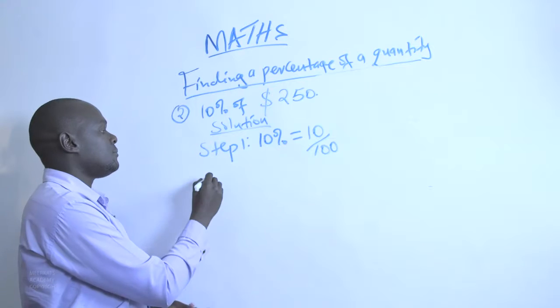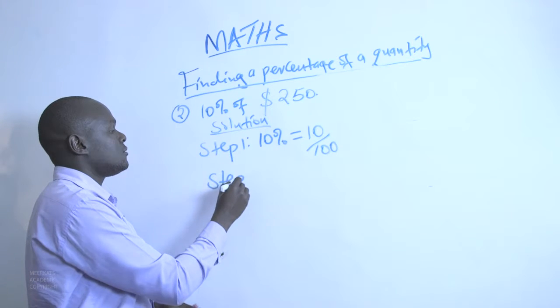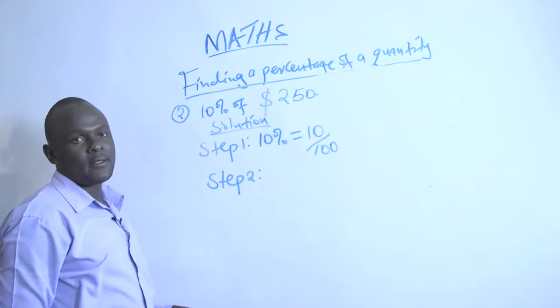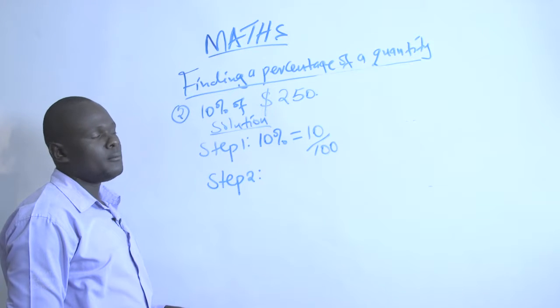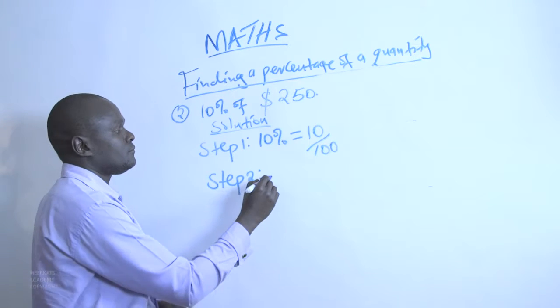Then our second step, step number 2, we multiply that particular fraction by the quantity that we are given.